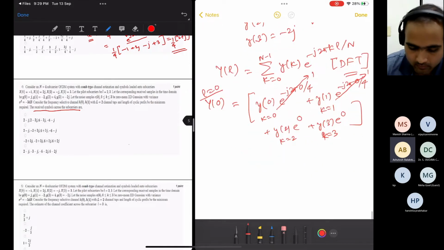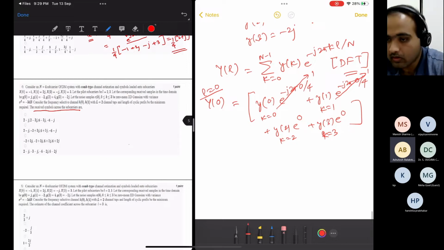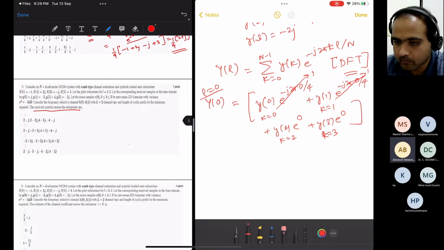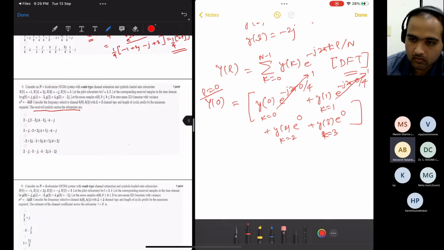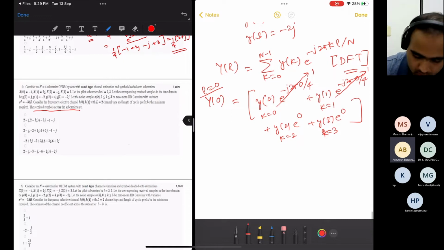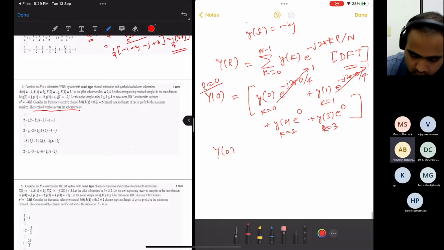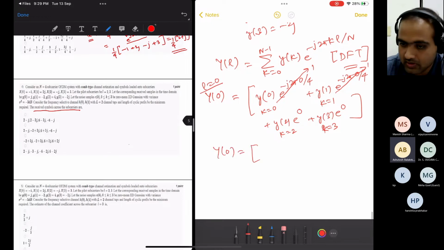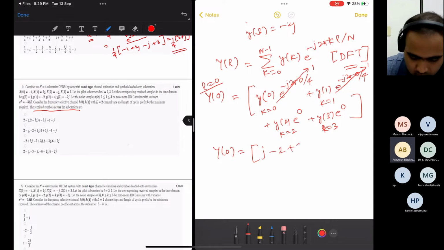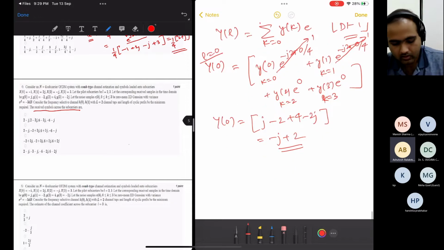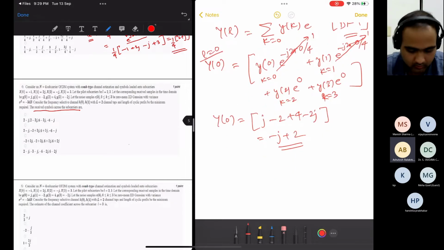Any doubt in this step? Any doubt to anybody? Doubts? Okay. So Y of 0 will be a simple summation of all the 4 y's which we have. And if we do that, we have j minus 2 plus 4 minus 2j, and this is minus j plus 2.